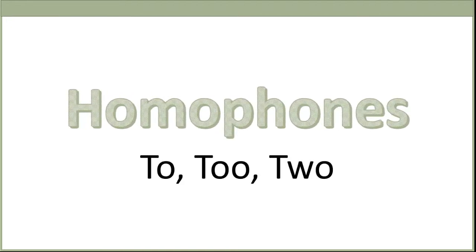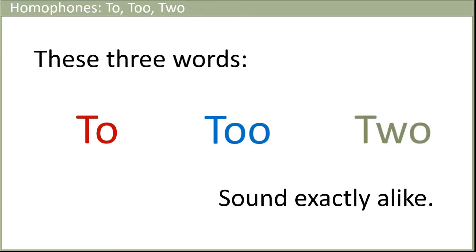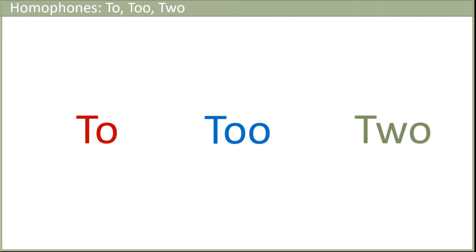Homophones. To, too, and two. These three words, to, too, and two, sound exactly alike. You can't tell the difference when you say them. To, too, and two are homophones in the English language.